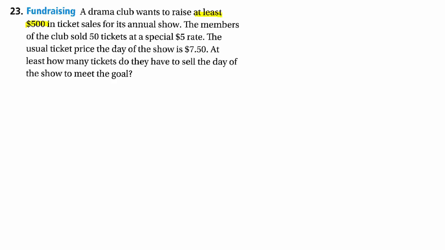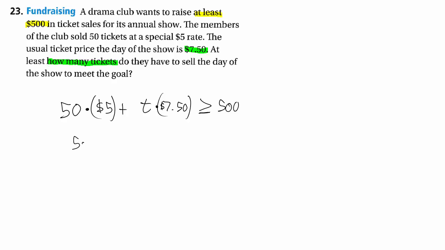All right, little applied problem here. We want to raise at least $500. At least usually means greater than or equal to. So I can sell 50 tickets at $5 each, and I sell an unknown amount of tickets at $7.50 each. I want to solve for that unknown amount of tickets. I use T just because it stands for tickets. I could put the equation this way. And again, I want it to be at least 500.